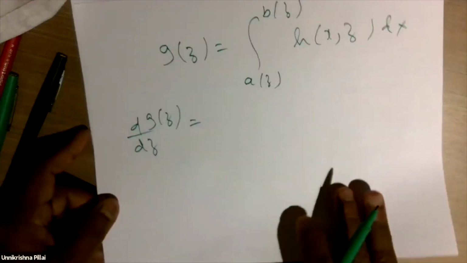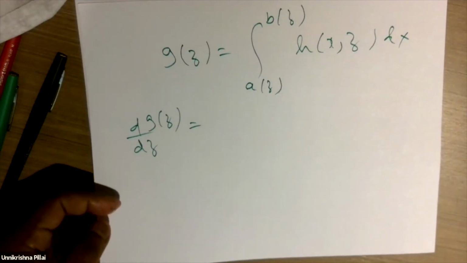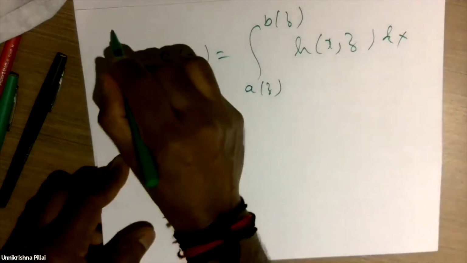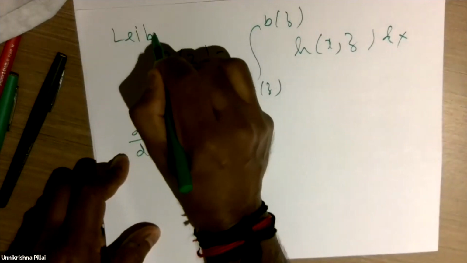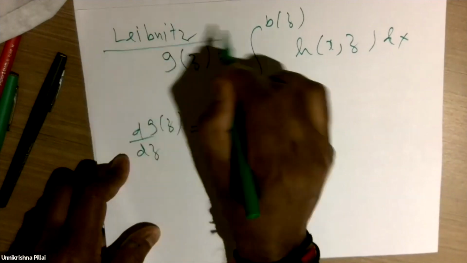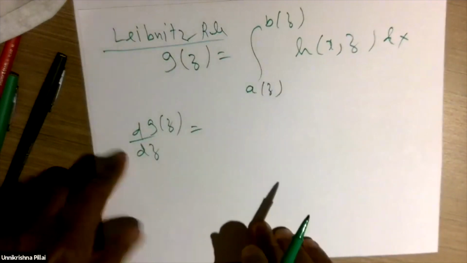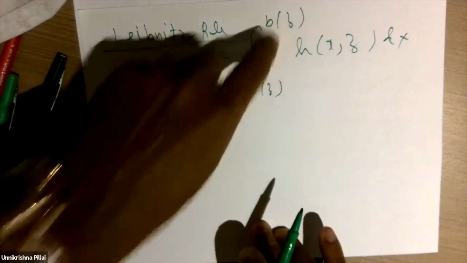Let me give you this formula, and we will be using this. You should derive this formula. I think this is the Leibniz rule: how to take the derivative when the variable is also in the limit.